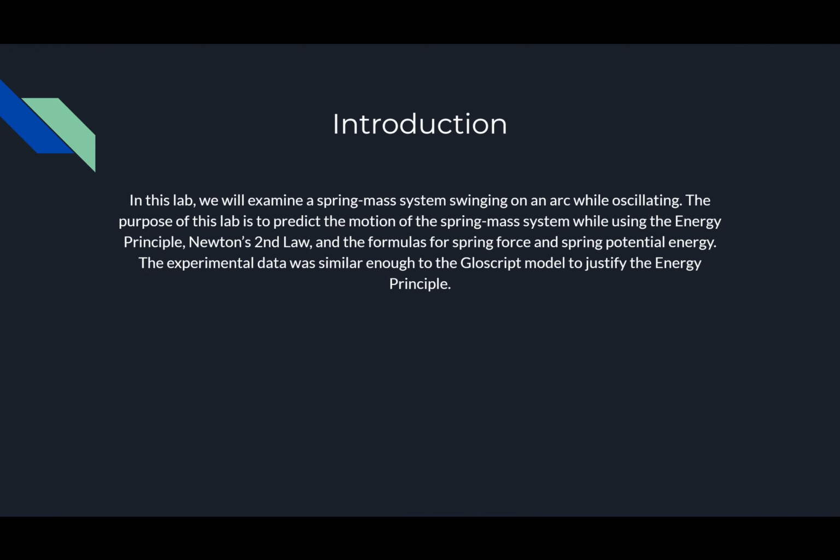In this lab, we'll examine a spring mass system swinging on an arc while oscillating. The purpose of this lab is to predict the motion of the spring mass system while using the energy principle, Newton's second law, and the formulas for spring force and spring potential energy. The experimental data was similar enough to the GlowScript model to justify the energy principle.